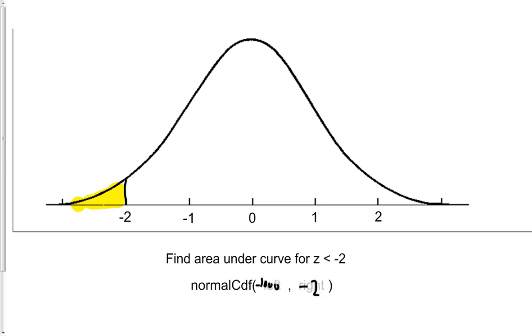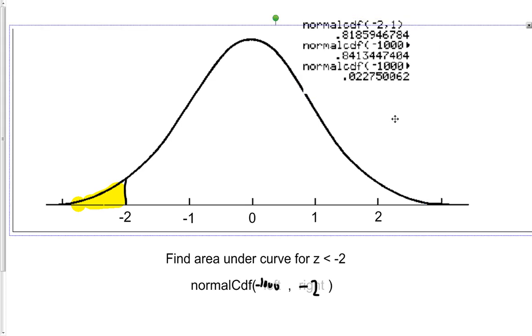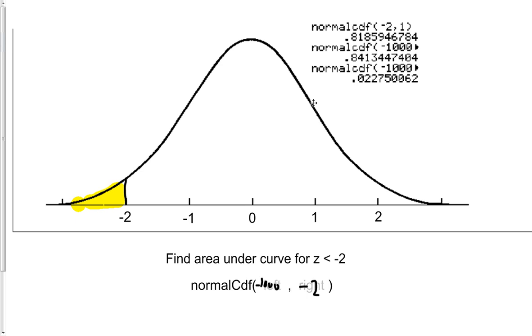And now we pop this in our calculator one more time. Second, bars, go down to normal CDF, and we would go negative 1,000, comma, negative 2. And it's going to be something fairly small. So 0.022 actually seems fairly reasonable given how little of the area is actually being shaded here. So we're saying the area is going to be about 2% of the curve.